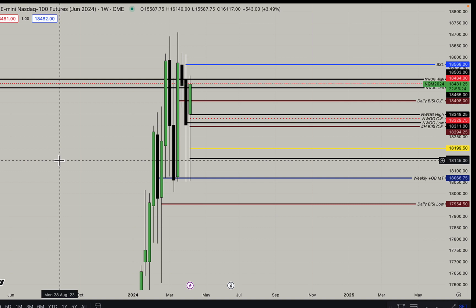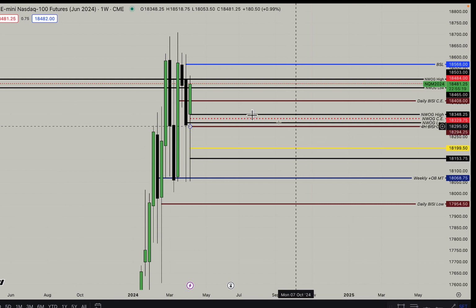Are we bullish? I don't know. Have we seen the quarterly shift? I don't know. That's up to you and next week for us to see in the price action.